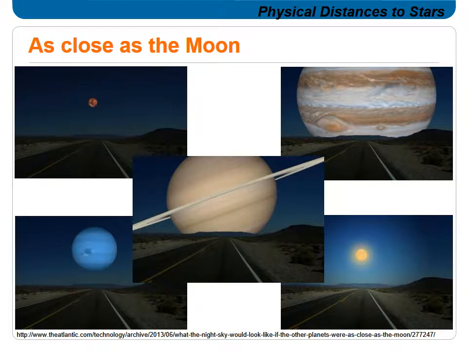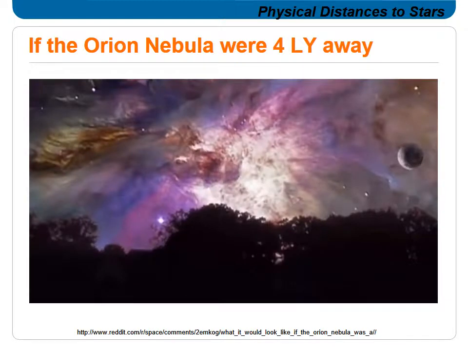However, this would be what the night sky would look like if other planets were as close as the moon. They would be quite large. The moon is about 60 Earth radii away. This is what it would look like if the Orion Nebula were 4 light years away.